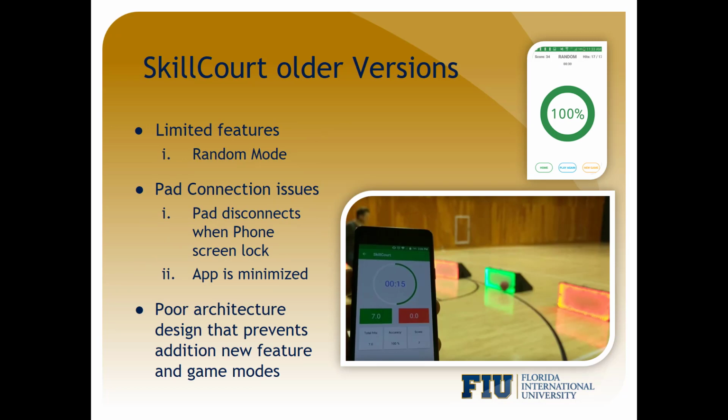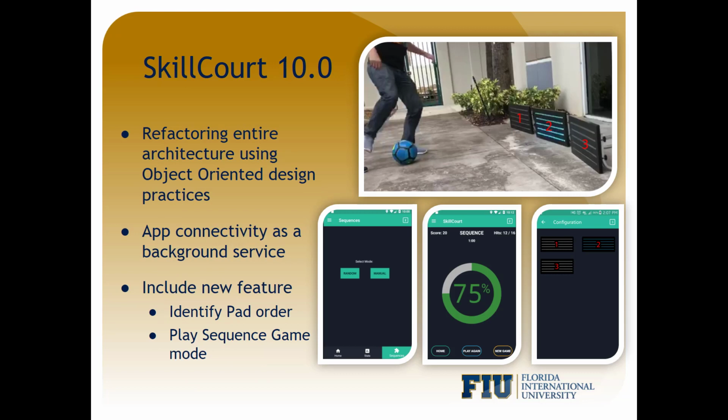SkillCourt's previous version had some issues such as limited features, pad connection bugs, and a poor architecture design. Most of these problems came from using outdated technologies and having a weak object-oriented design. For SkillCourt version 10.0, the product owner addressed the importance of dealing with those setbacks from the previous version. Therefore, it was concluded that restructuring the design of the application and turning it into a background service were key tasks for this semester. Another point of interest was the addition of pad customization.